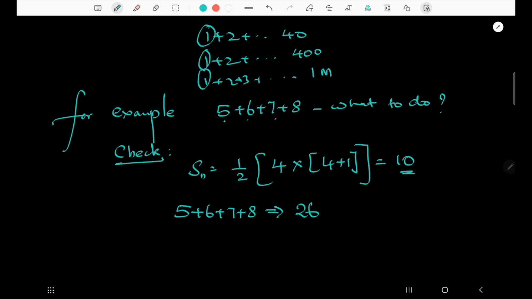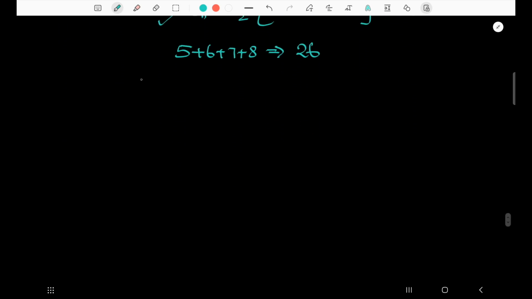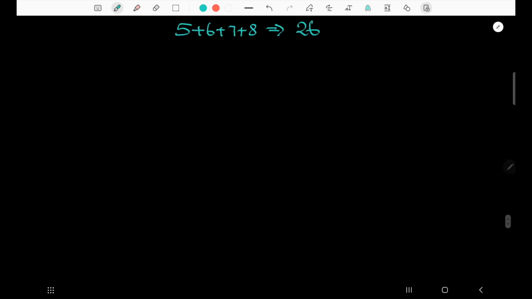Okay, so it is very much evident that if the first term is not 1, the formula Sn equals 1 by 2 n into n plus 1 does not work. So in this case, what to do? We need to derive a new formula based on the Sn, for a series which is not starting from 1.